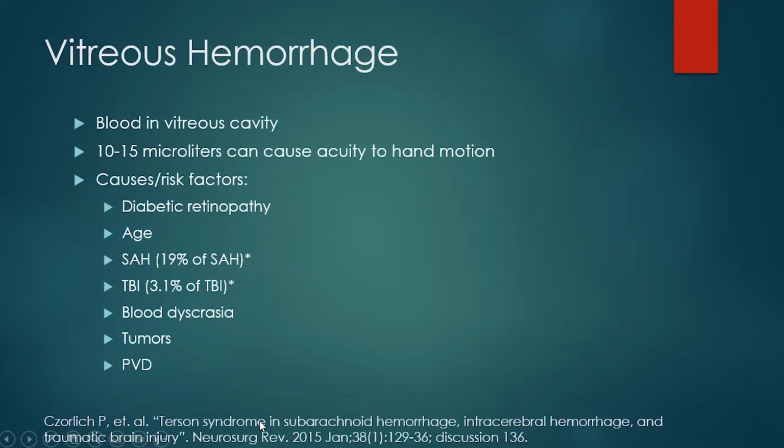Interestingly, there's something called Terson syndrome, which is basically a vitreous hemorrhage associated with some sort of other intracranial pathology. I have the study listed here in case anyone wants to dig further into it, but the study quotes that 19% of folks with subarachnoid hemorrhages will also have a vitreous hemorrhage associated with it. This is non-traumatic, and then 3.1% of TBIs are going to have an associated vitreous hemorrhage. So if your patient had a TBI or subarachnoid hemorrhage and is having some trouble seeing from one or both eyes, this could be your culprit, something to evaluate.